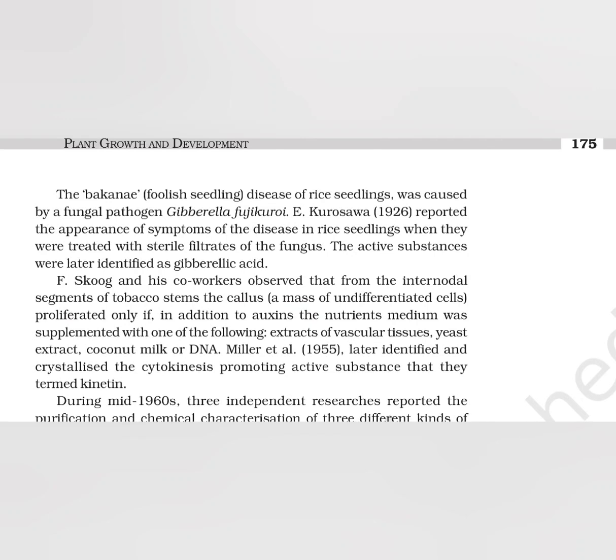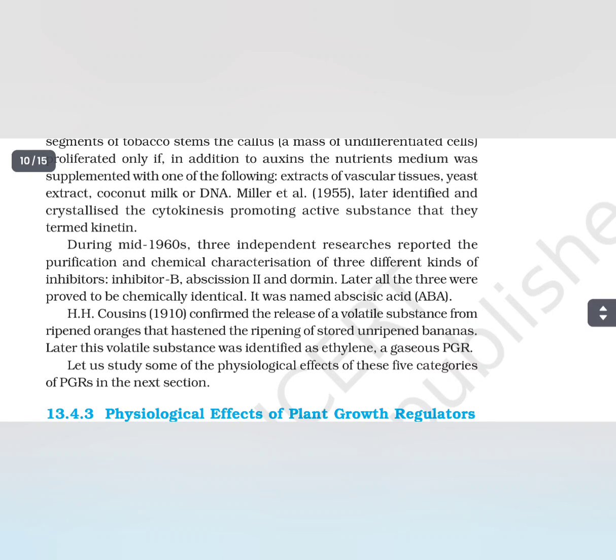F. Skoog and his co-workers observed that from the internodal segments of tobacco stem, the callus, a mass of undifferentiated cells, proliferated only if, in addition to auxin, the nutrient medium was supplemented with one of the following: extracts of vascular tissues, yeast extract, coconut milk or DNA. Miller et al., in 1955, later identified and crystallized the cytokinesis promoting active substance that they termed kinetin.